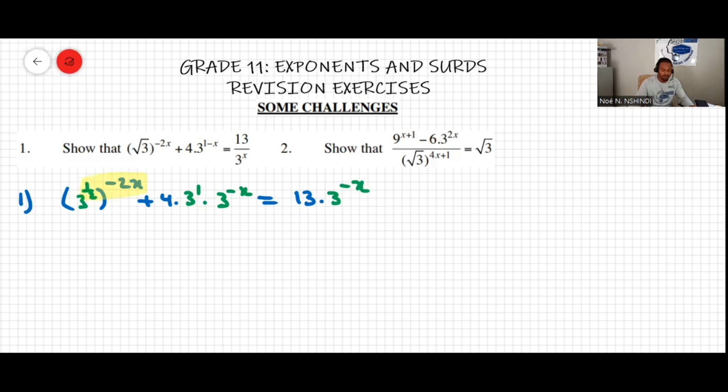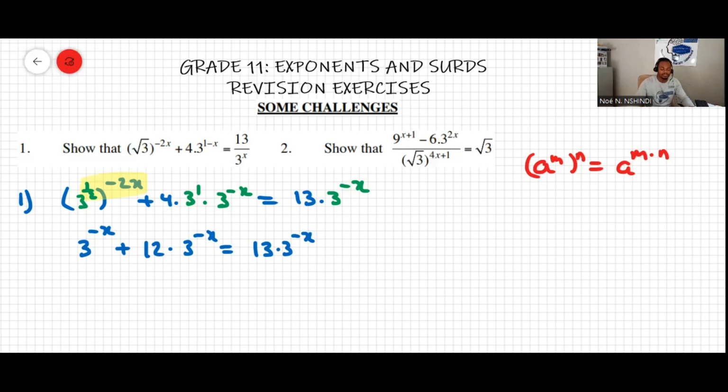Now, over here, we can combine these exponents, using the law of exponents that says if you have a to the m raised to the n, this is equal to a to the m times n. So we multiply the exponents there. That makes 3 to the power of -x, plus 4 times 3, because 3 to the power of 1 is just 3, and 4 times 3 is 12, times 3 to the -x, equal to 13 times 3 to the -x.